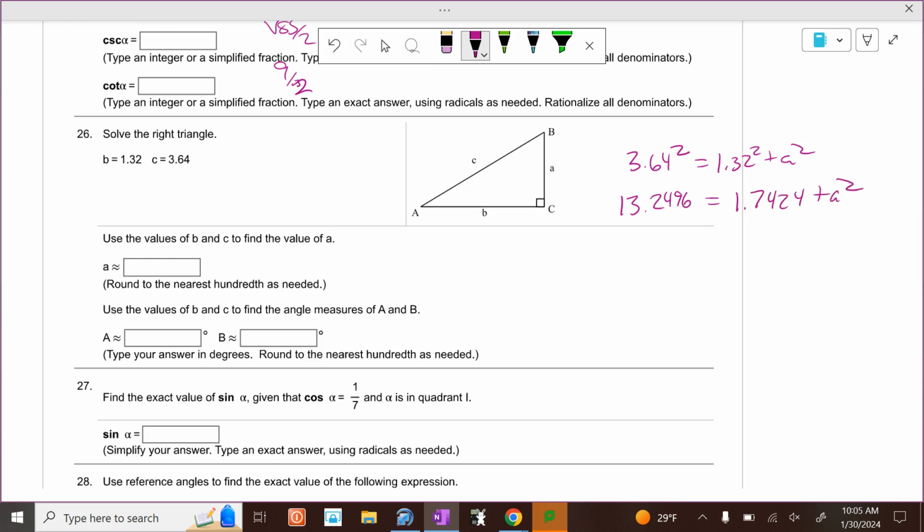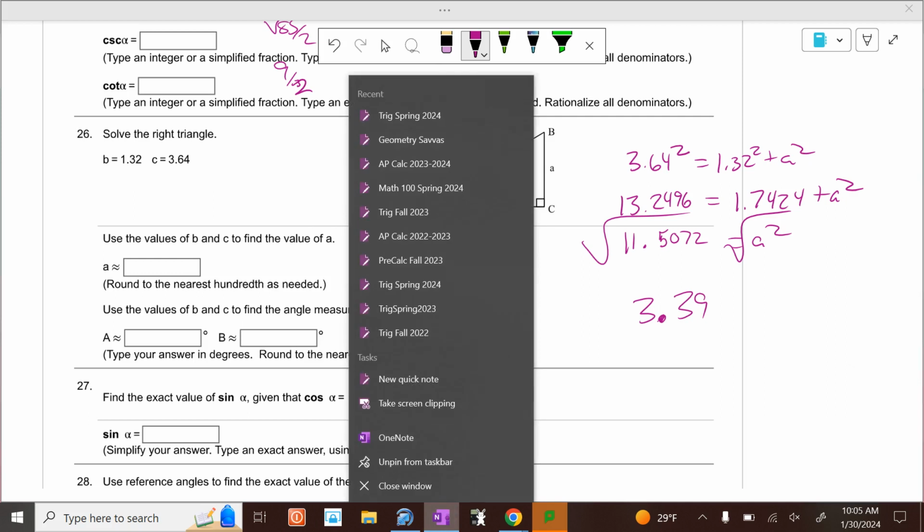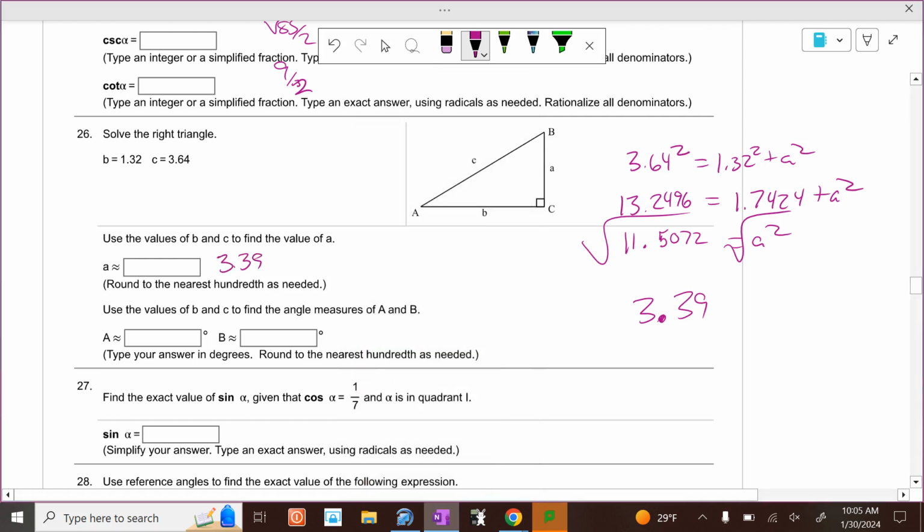So if we subtract that from each side, I get 11.5 something. I don't know what it is. And then take the square root. 3.39. Sounds good. Round to the nearest hundredth, 3.39.